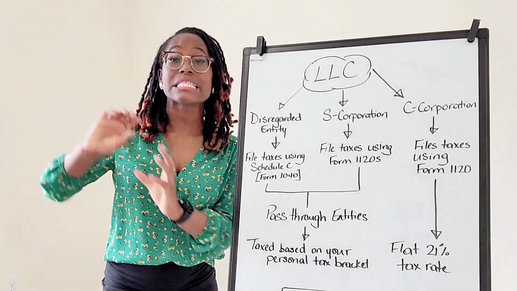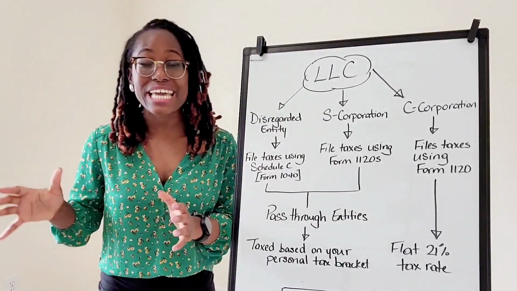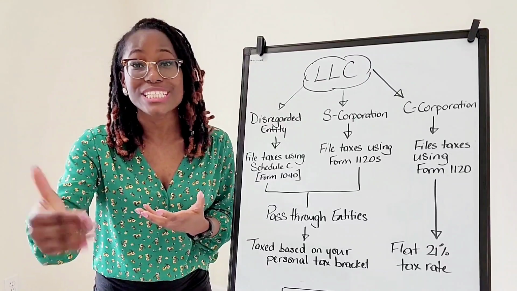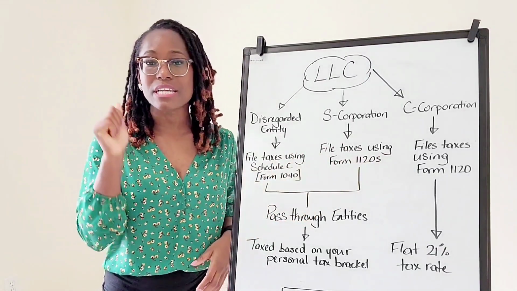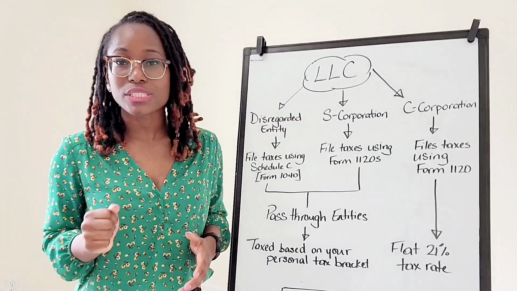Right. And then lastly, you have your C corporation, which would be reflected on a Form 1120. Again, that's a completely separate tax return. And in this case, independent of you personally. So you will never see the net activities from the C corporation reflected on your personal tax return.